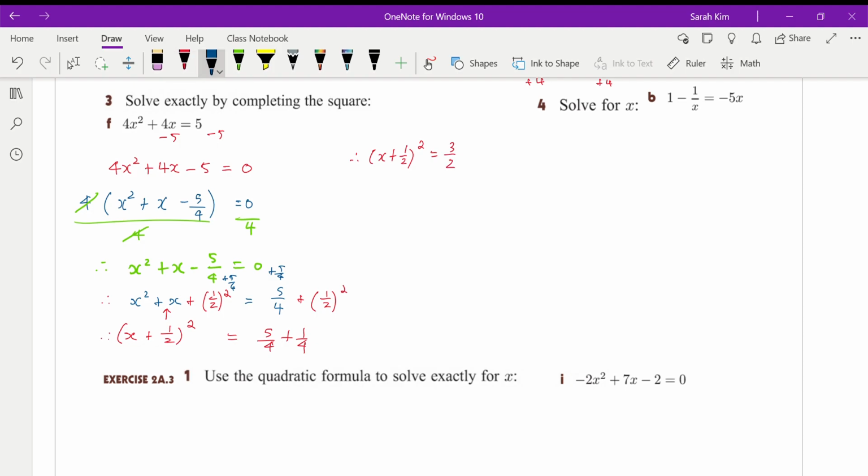I always like to simplify, and then we square root both sides. So x plus a half is plus or minus square root 3 over 2, and then you take away half from both sides. Therefore x is going to be minus a half plus or minus square root 3 over 2.